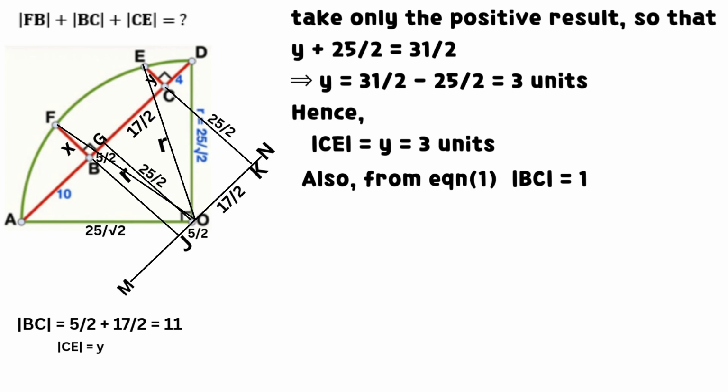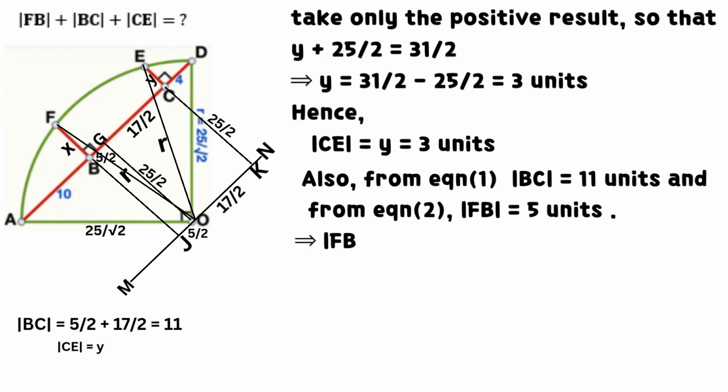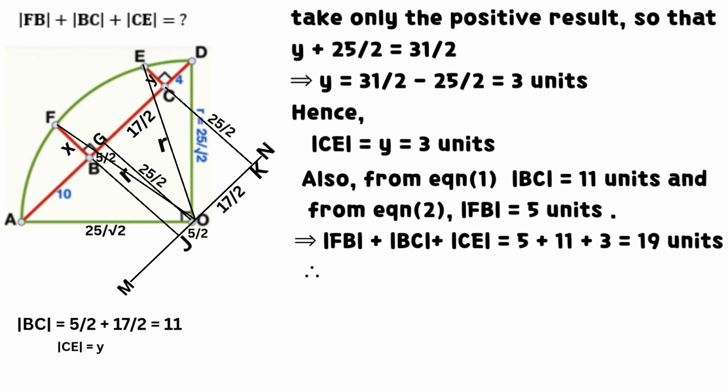Also, from equation 1, line BC equals 11 units, and from equation 2, line FB equals 5 units. The sum of line FB, line BC, and line CE equals 19 units. Therefore, the sum of line FB, line BC, and line CE equals 19 units.